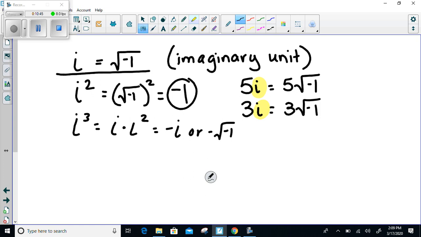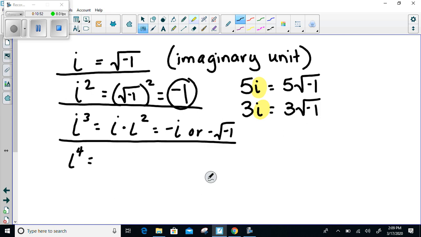Lastly, it would be i to the 4th power. Let's look at that guy. i to the 4th power, using our rules of exponents, I can break apart to be i squared times i squared. And I'm doing that because I'm taking things back to their real counterparts. Real numbers are still something that we're more comfortable with. So i squared is -1 times -1, which is just 1.